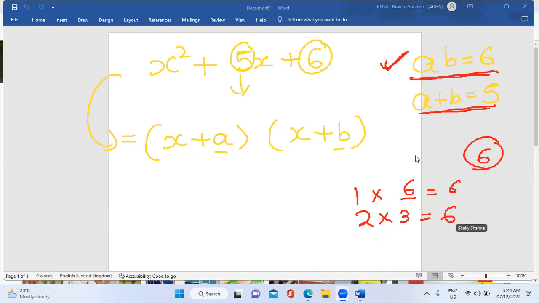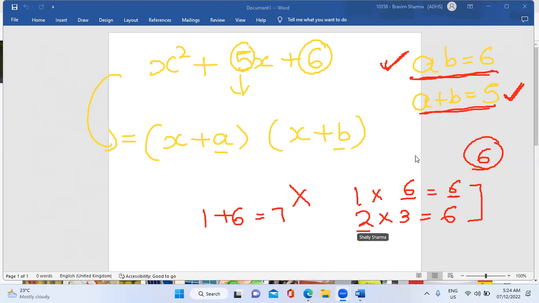Now we have two options. In other questions, you will have even more than 2. So which option do we have to select? That depends upon the second condition, which is the sum. Now if I take 1 times 6, I am getting 6 as a product. But if I add 1 and 6, I am getting 7. But I need the sum as 5. So this is not going to work.